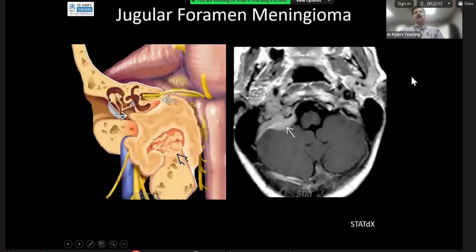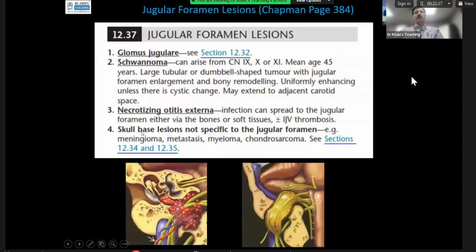I will show you this kind of meningiomas in subsequent sessions, but just to let you know, sometimes meningiomas penetrate the bone, and it can cause hyperostosis. And when that happens, it will cause sclerosis of the bone. So in the differential diagnosis in your book, you see here, skull-based lesion not specific to jugular. For example, meningioma is there.